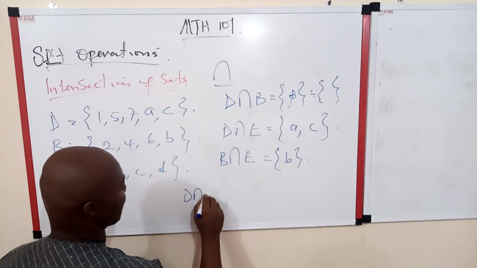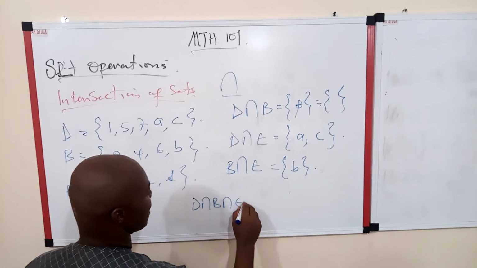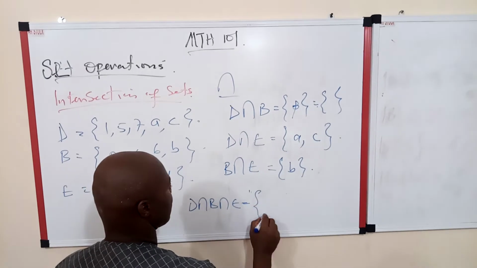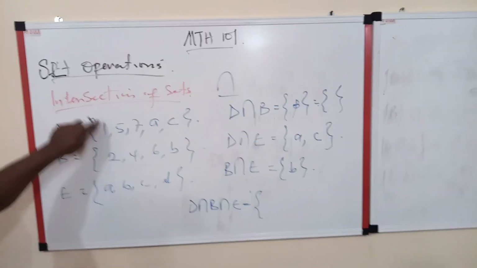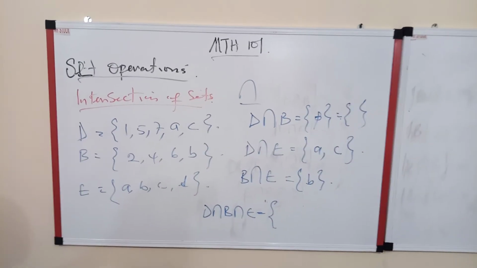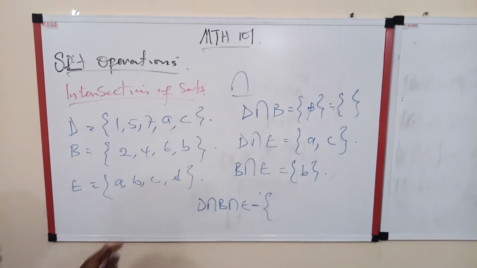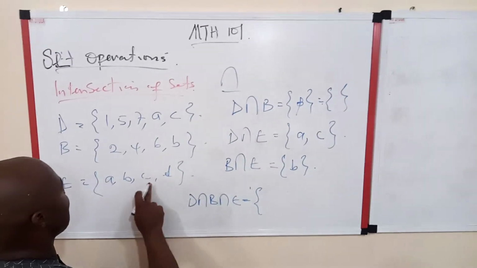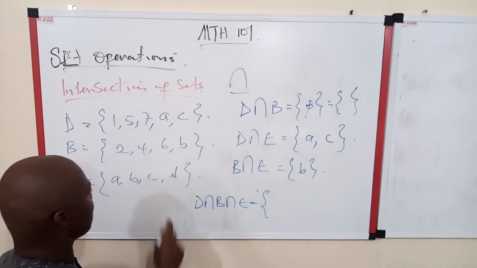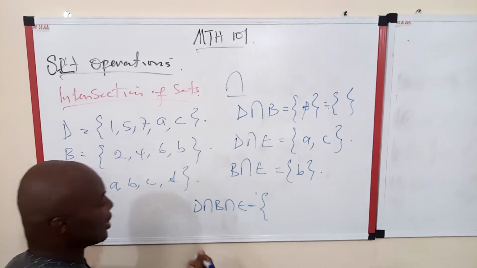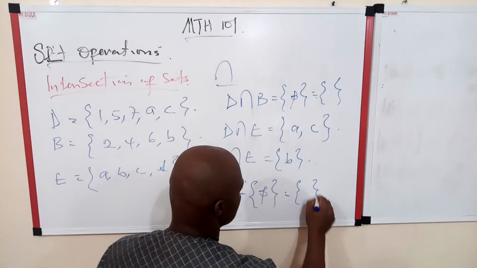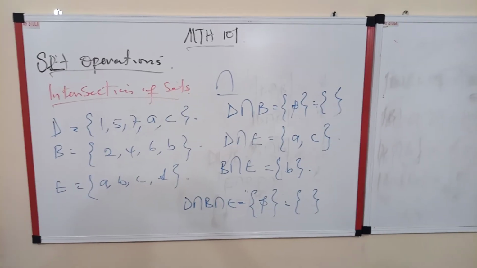Say D intersection B intersection E. And this is also a new set, a new collection. Do they have anything in common? If you look at them in this case, you can see that they don't have anything in common. Because we have considered previously D and B, which is a null set. There is A here, there is C here, there is A here, but there is no A and C in B. So all of them, they don't have anything in common. There is B here, there is B here, but there is no B in D. So they don't have anything in common. So either you write it like this, or you just leave it open. It's a null set.